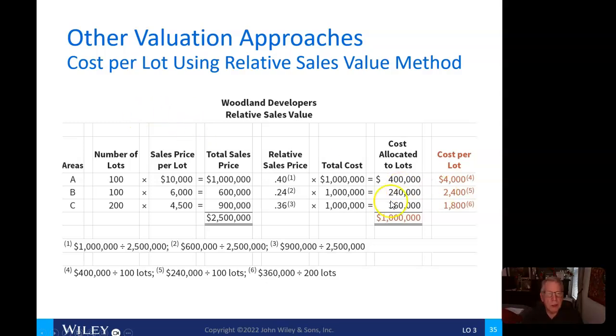So that $1 million, we will divide by the relative selling price here. And that gives us 400,000, 240,000, 360,000, or $1 million. Then we can simply divide through by the number of lots, and that will give us the cost per lot: $4,000, $2,400, and $1,800 for areas Alpha, Bravo, and Charlie.